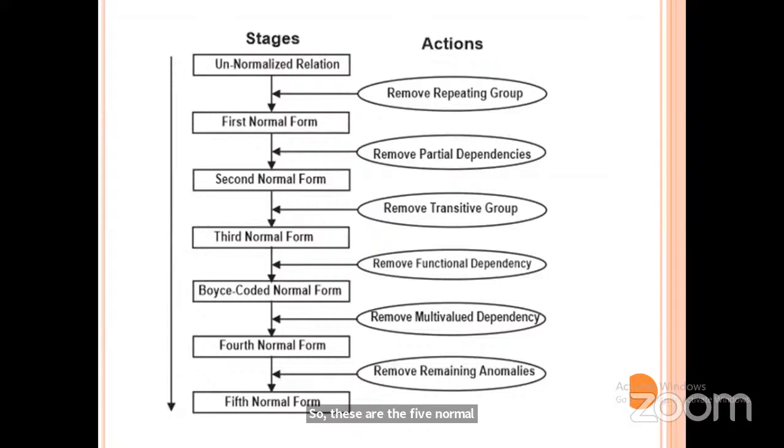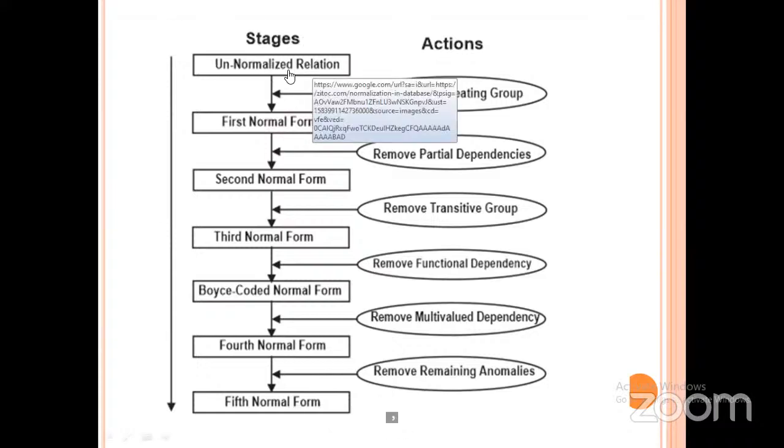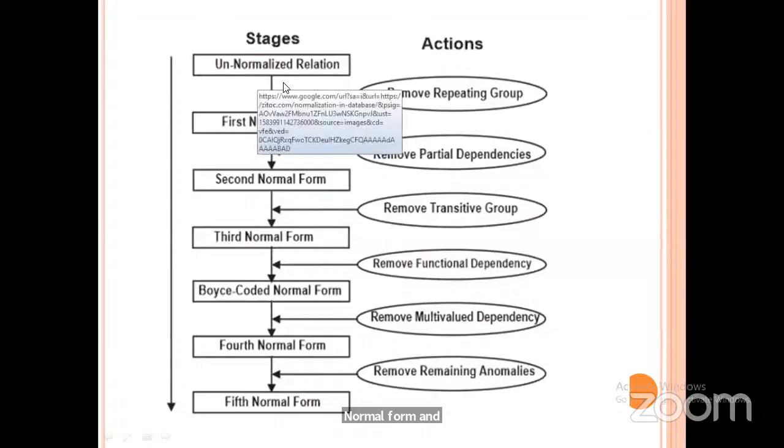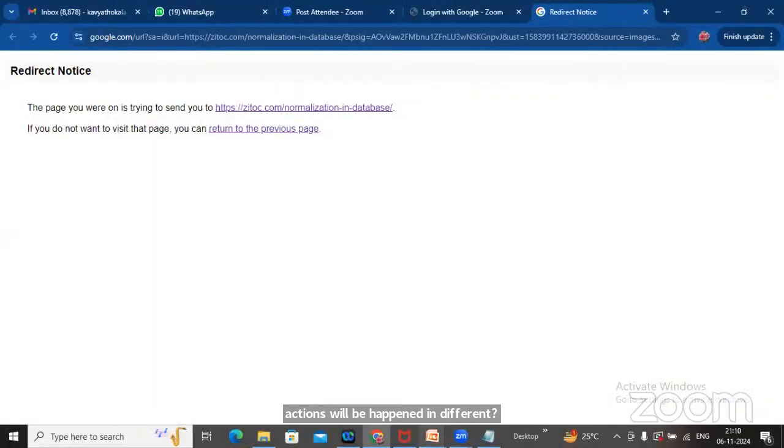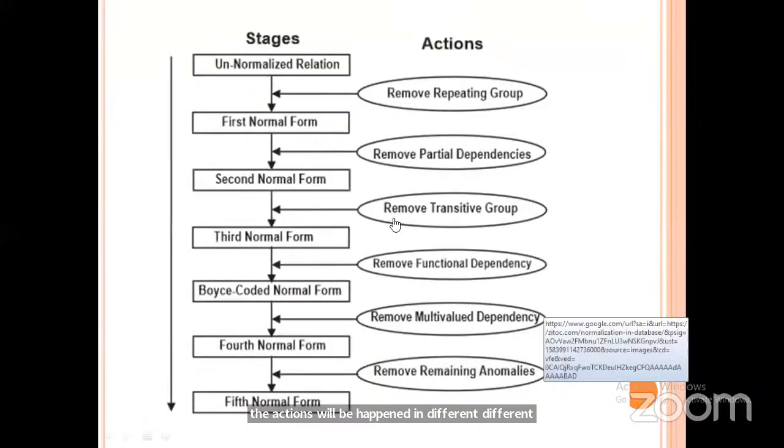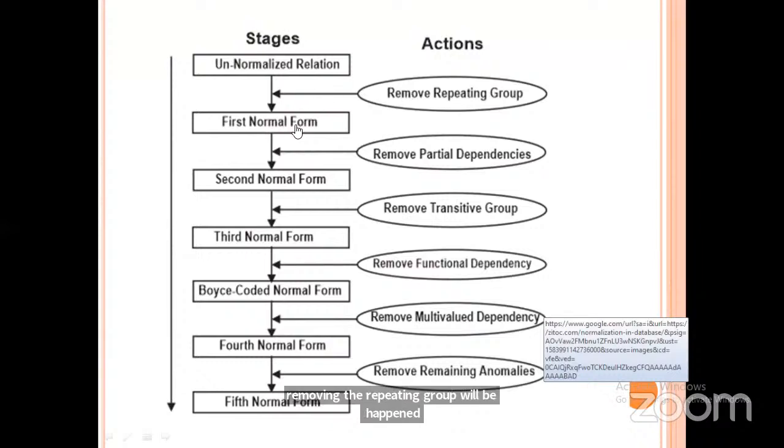So these are the stages. The first stage is the non-normalized relation. Next, first normal form, second normal form, third normal form, BCNF, fourth normal form, and fifth normal form. So what actions happen in the different stages? See here. In the first stage, the unnormalized relation, removing the repeating groups happens. After performing first normal form, atomic values will be held, right? Single or atomic values will be held.